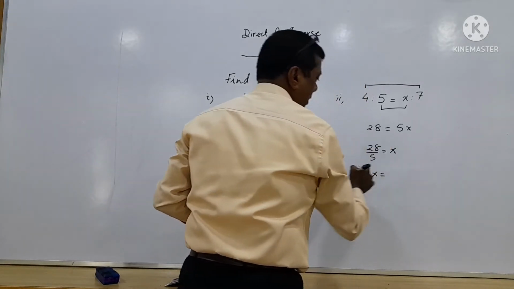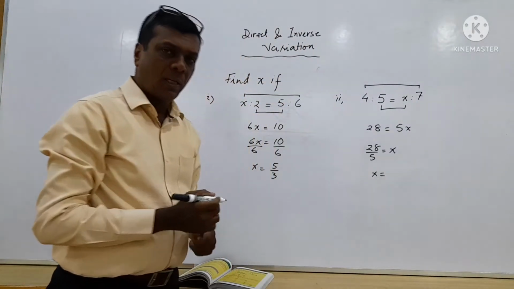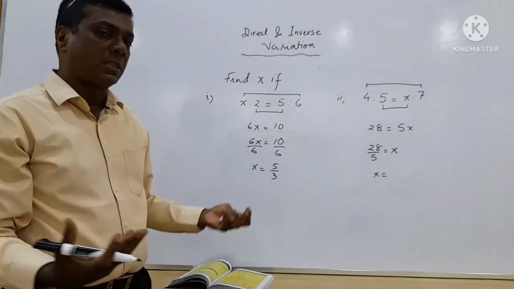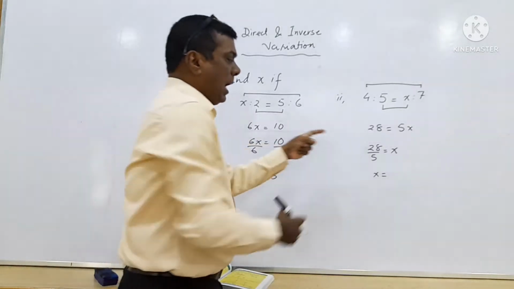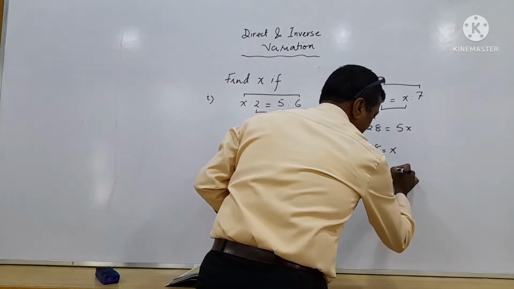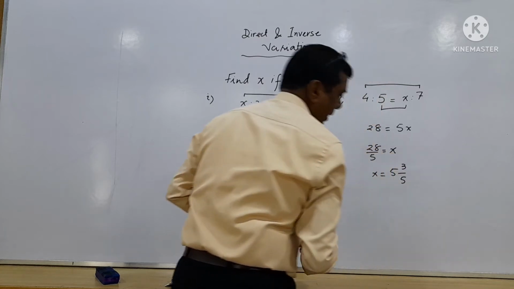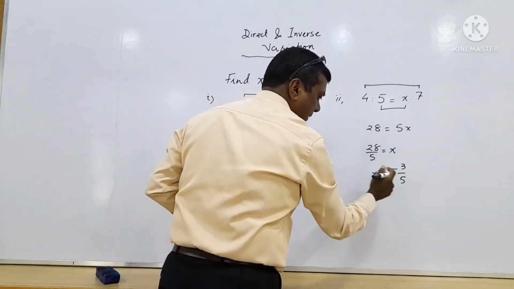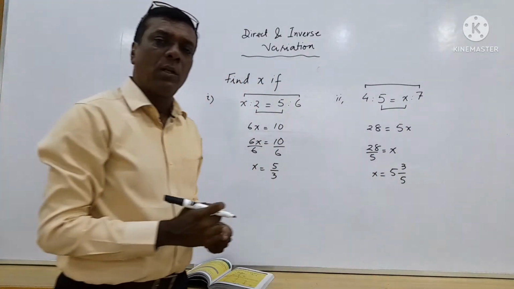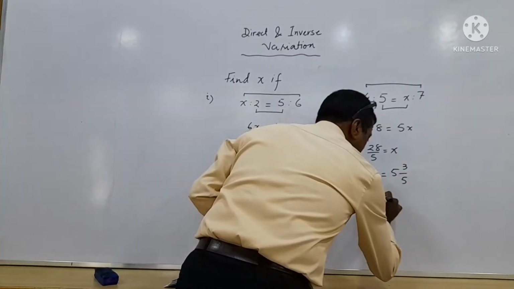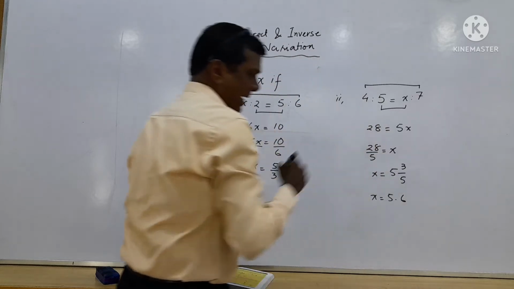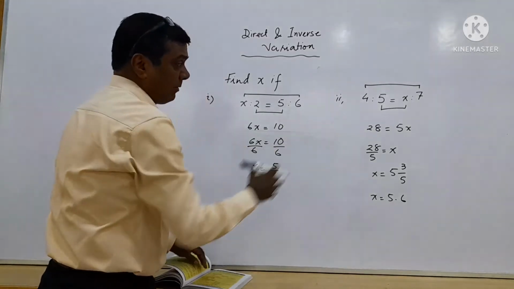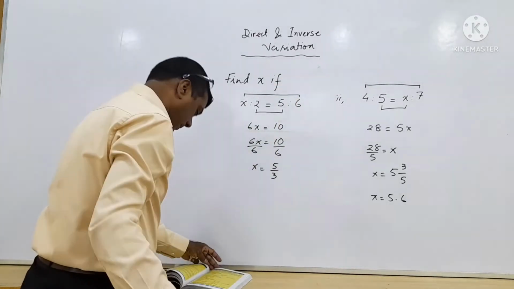So my x is equal to, whenever you have an improper fraction, improper fraction is when the numerator is greater than the denominator, we always give our answer as a mixed number. So I will change this to a mixed number. 28 over 5 can be written as 5 times 5 is 25 plus 3 is 28. So my x value is 5 whole 3 over 5, or I can say 5.6 in decimal. This is how I can find out the x value for this question.